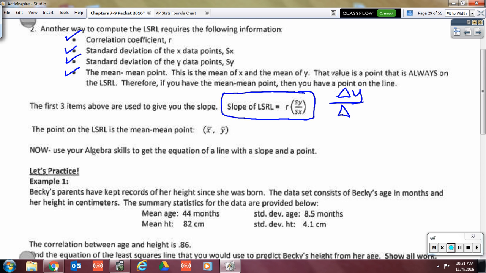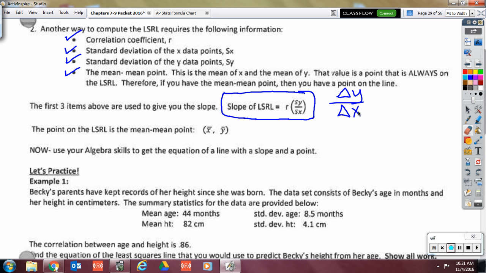Well, if you remember, it's the change in y's over the change in the x's. But here, we have something similar. We've got the variation in the y's over the variation in the x's, so we still have that rise over run relationship. It's about the variation in the y's over the variation in the x's, times how well that data is correlated, so times the R value. So that is the first thing to do.